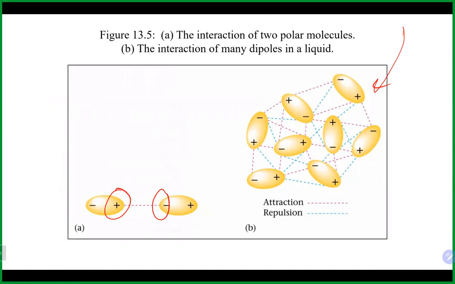No matter what happens, especially as you get them into the solid phase, there is always going to be a positive side of one next to a positive side and a negative side next to a negative side. But what they will do is vibrate around and move around to maximize more of the attractive forces and minimize those repulsion forces that occur between them.